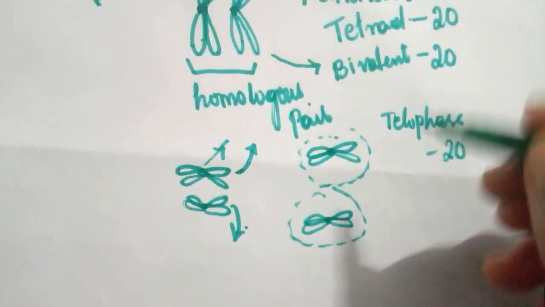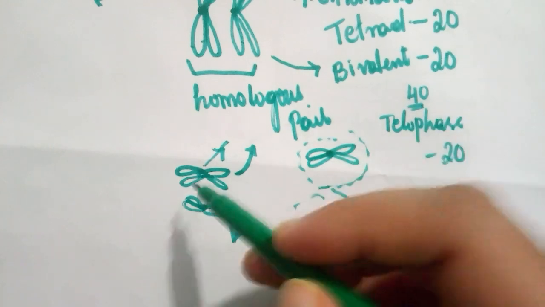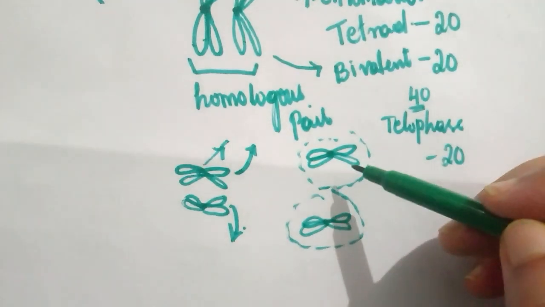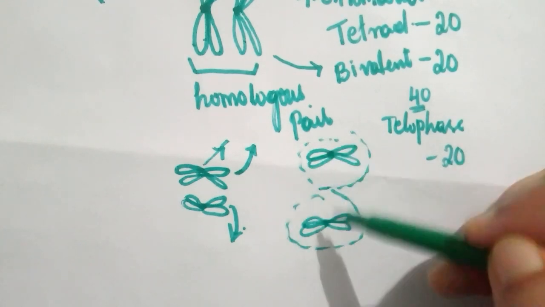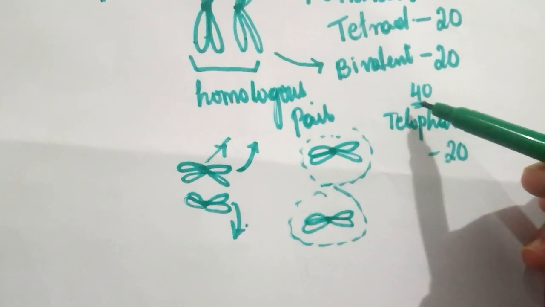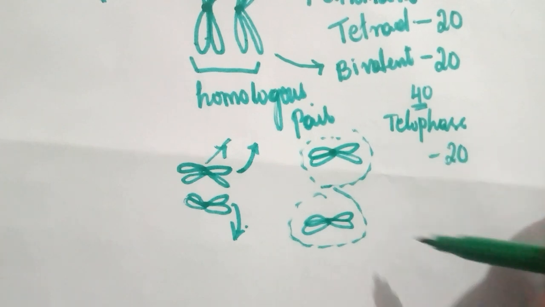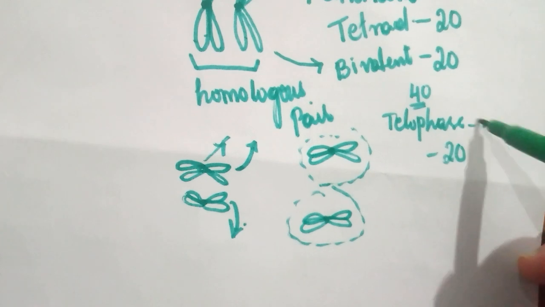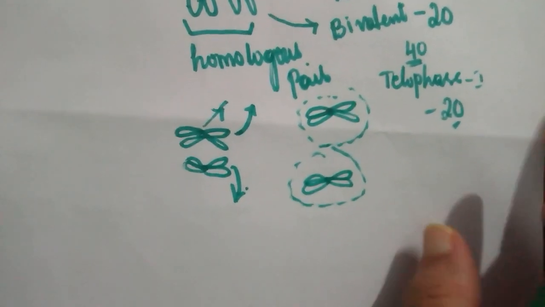Why 20? Because we have 40 chromosomes. Out of 40 chromosomes, here we are having 2 chromosomes. When they are moving towards the opposite poles in anaphase 1, each nucleus is getting 1 chromosome. So it became 50% here. This is where reduction division is occurring, correct? Out of the 40 chromosomes, 20 will move towards one pole and 20 towards the other pole. So at the end of telophase 1, each nucleus will have 20 chromosomes. Now let us see telophase 2.